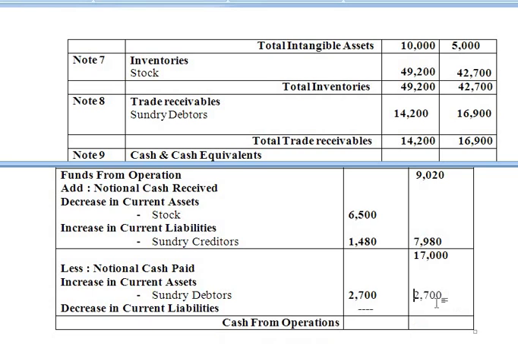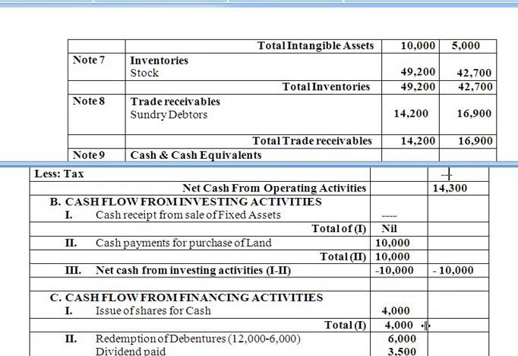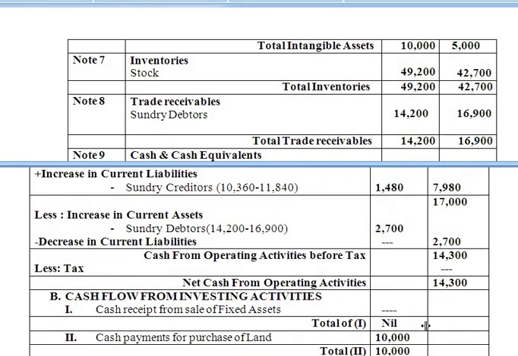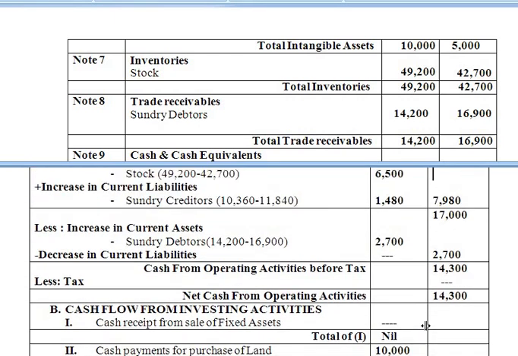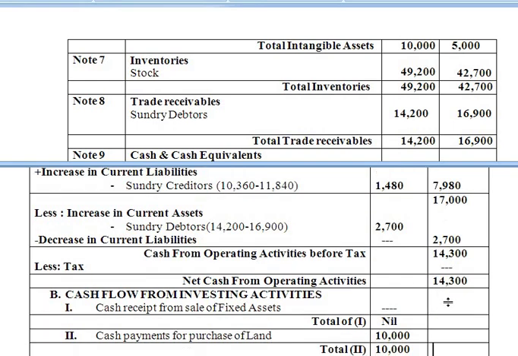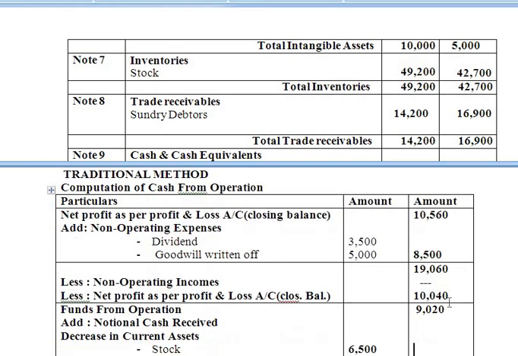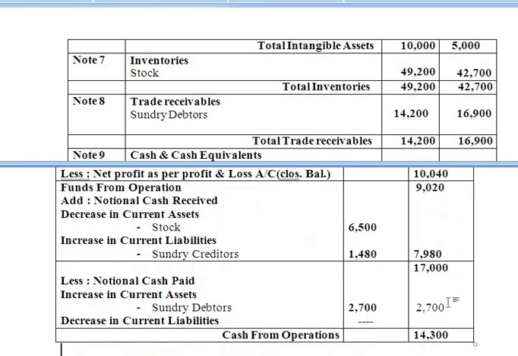So 2,700 we have to deduct from 17,000. Okay, so 17,000 minus 2,700, balance will be 14,300. Okay, so this 14,300 is what? Cash from operations. And here you can check in modern method, as per AS3, cash from operating activities how much? 14,300. Okay, I hope you understood this calculation.